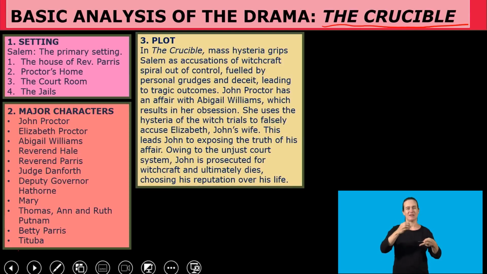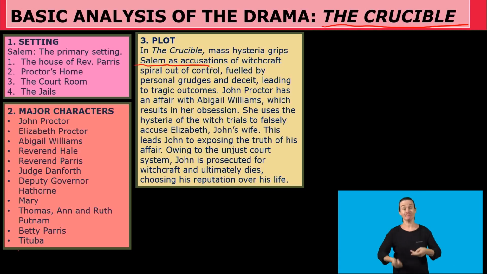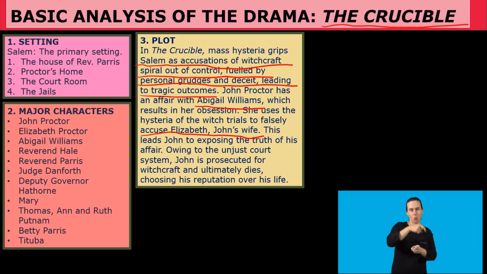The plot: in The Crucible, mass hysteria grips Salem as accusations of witchcraft spiral out of control, fueled by personal grudges and deceit, leading to tragic outcomes. John Proctor has an affair with Abigail Williams, which results in her obsession. She uses the hysteria of the witch trials to falsely accuse Elizabeth, John's wife. This leads John to exposing the truth of his affair. Owing to the unjust court system, John is then prosecuted for witchcraft, and he ultimately dies, choosing his reputation over his life.